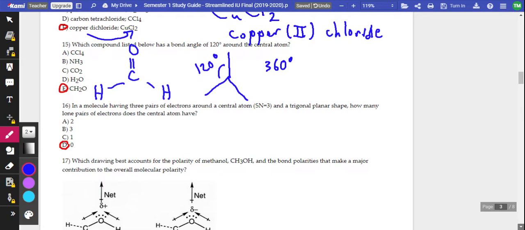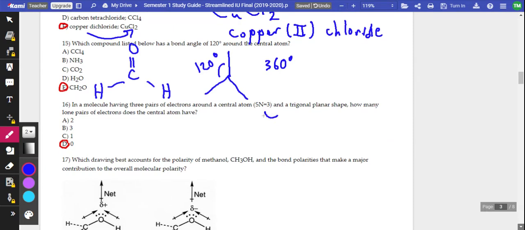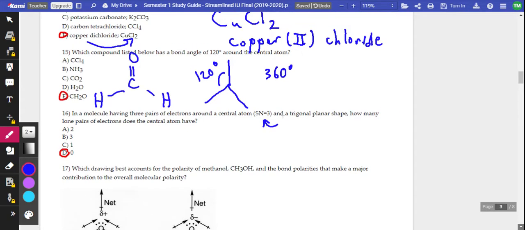Number 16, in a molecule having 3 pairs of electrons around a central atom, Sn equals 3. This is just a way of saying how many things you have around the central atom. They call this the steric number in the textbook. But we don't really talk about stereochemistry, where that becomes more useful, in this class. That's more of an organic chemistry thing. So I tend not to use the SN thing because it's just one more thing to know. You could easily just say 3 electron domains. But that's all this means.